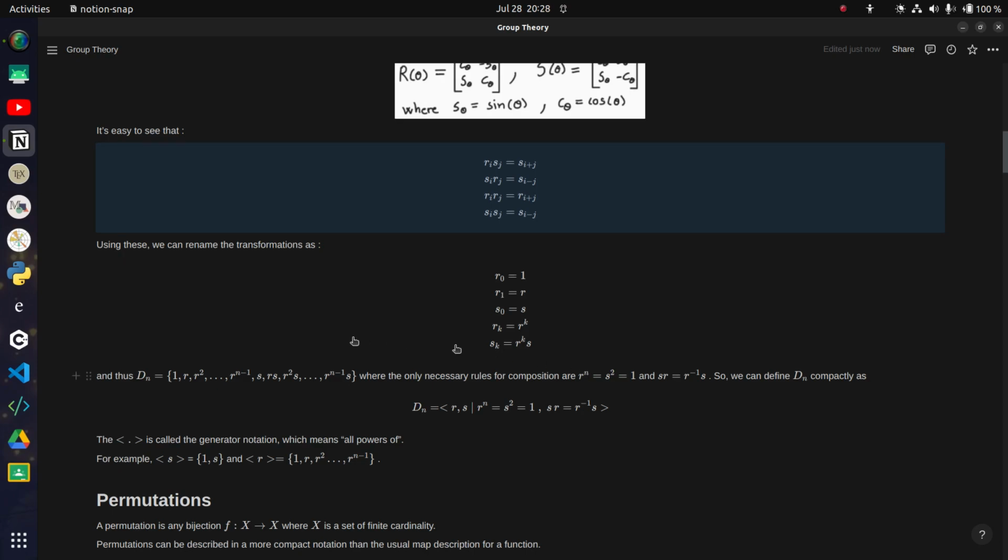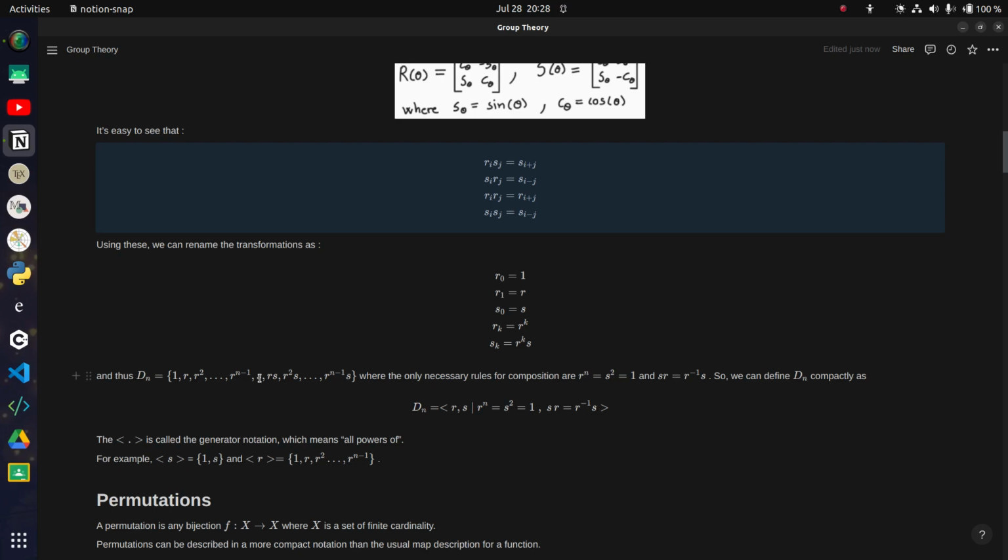Thus your D sub n, the group that we're talking about, can be written as 1, r, r square, up till r power n minus 1, which was basically R0, R1, and so on. Now in this case we are writing it using just the letter r, no subscripts. And the other elements, the reflections, are s, rs, r square s, and so on.